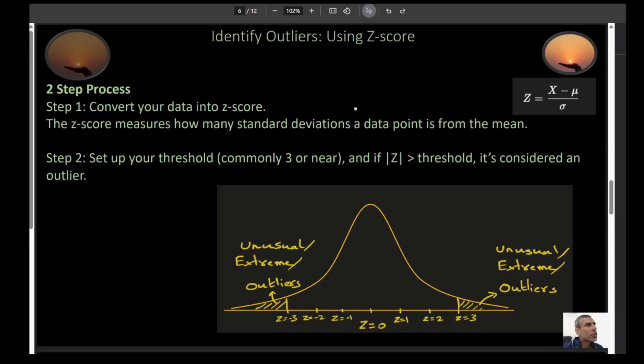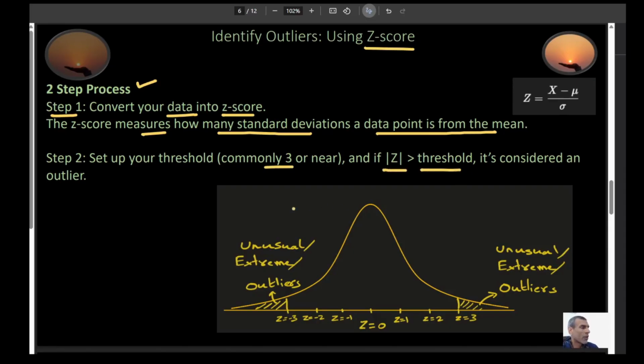Now, sometimes in the literature, you may find some people use the z-score to calculate outliers. Well, that's essentially the same thing as using standard deviation. It's a two-step process, by the way. Step one, you convert your data into z-scores. A z-score measures how many standard deviations your data is away from the mean value. Then step two, you set up a threshold. Maybe you pick 3 or a number closer to 3, and then you say that if the absolute value of my z is more than the threshold, then I will consider it an outlier.